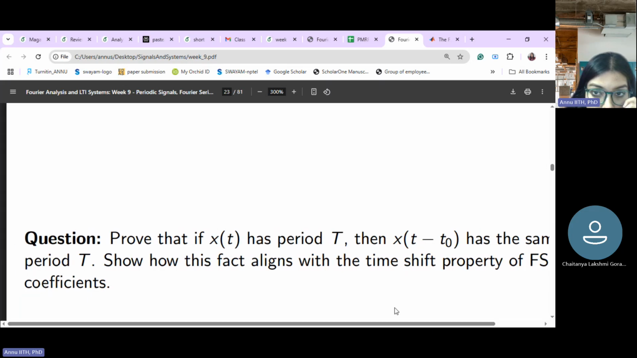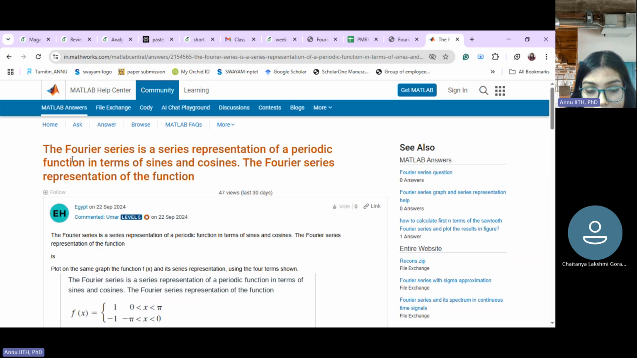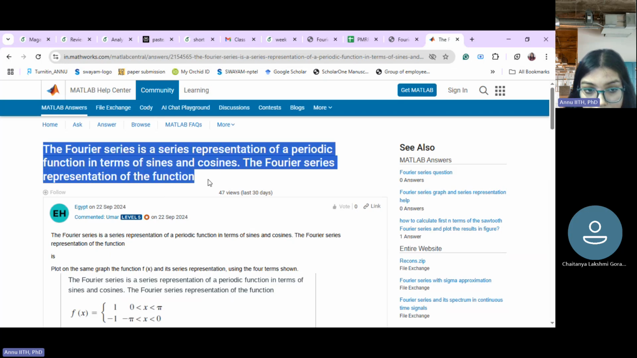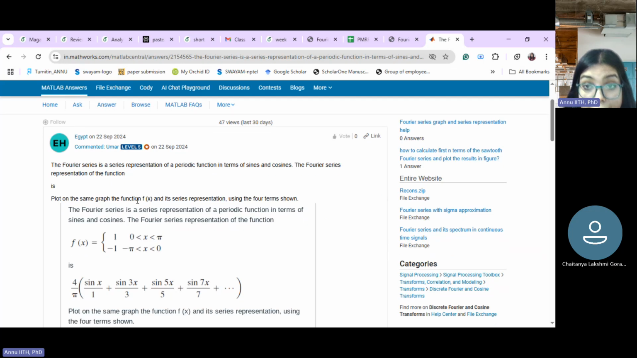So far we have seen that using Fourier series coefficients, we can write the periodic time domain signal as a sum of sines and cosines, and we also saw that using MATLAB. But we had some doubt here. The Fourier series is the series representation of a periodic function in terms of sines and cosines. The square wave was simple: the sum of sin t plus sin 3t by 3 plus sin 5t by 5, like that. Similarly, I asked you to solve for the triangular signal.